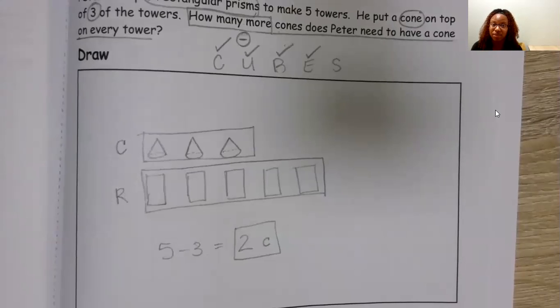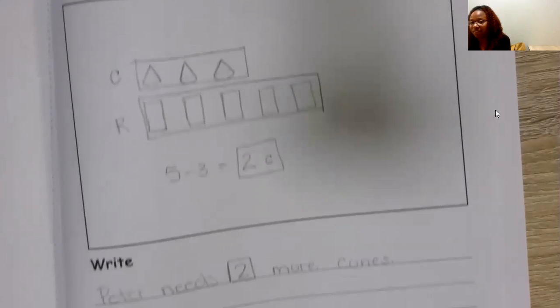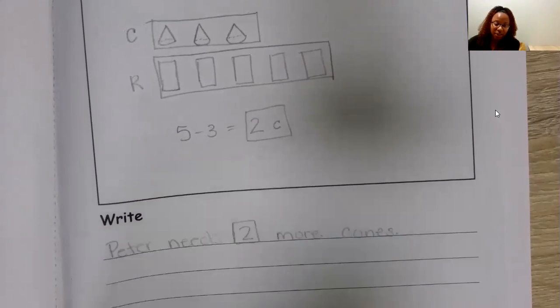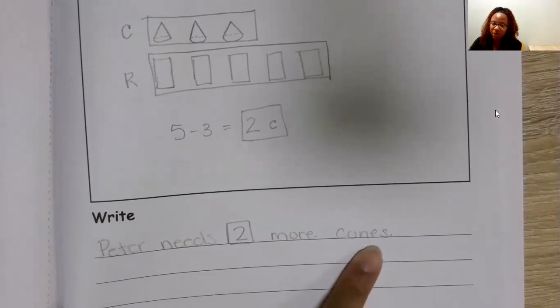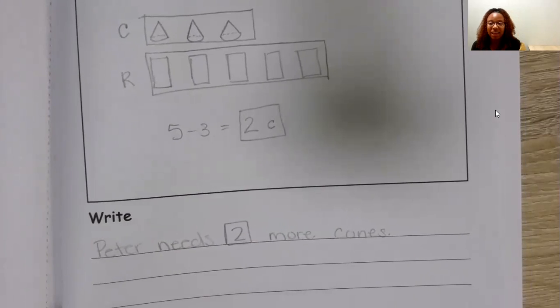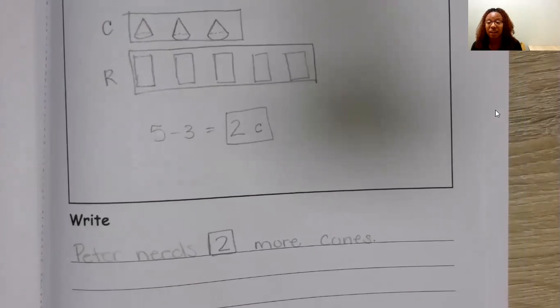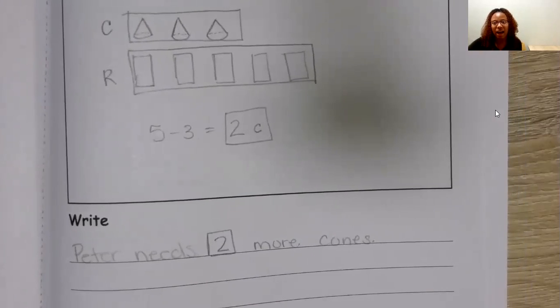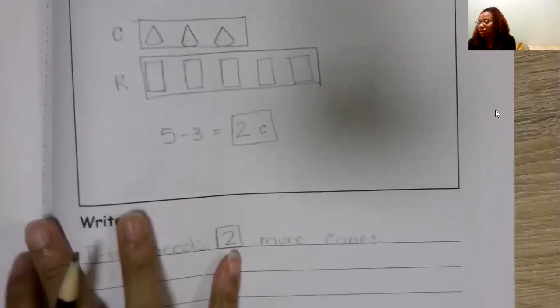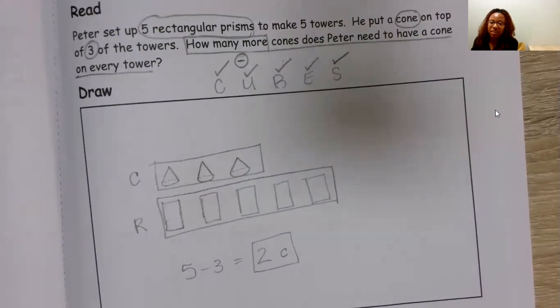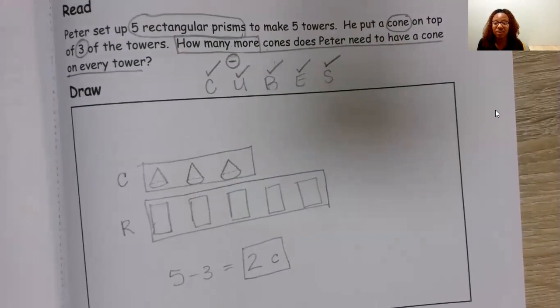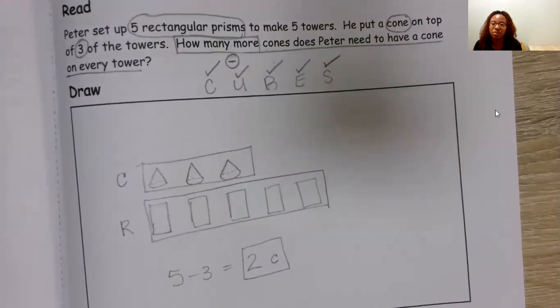Those sound like some great answers. Here's my sentence right here. I wrote, Peter needs 2 more cones. And that's my statement. Let's not forget, I did the last step in CUBES, so don't forget to go up here, check off S, and you can see that you did all the steps in CUBES.